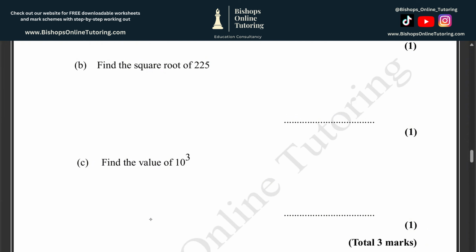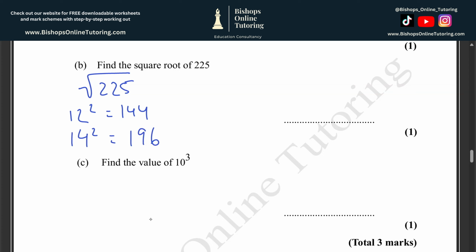Find the square root of 225. So we're looking for a number which will give us 225 when it's multiplied by itself. Now, earlier on, we were asked to find the square root of 81, and the answer was 9. So we know that our answer is going to be above 9. So let's trial out a bunch of random numbers. Let's try 12 first. 12 squared is equal to 144, so we need to go quite a bit bigger than that. Let's try 14. 14 squared will give us 196, so we know we still have to go a little bit higher.